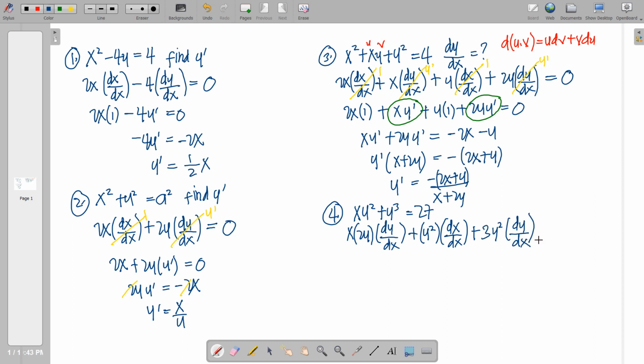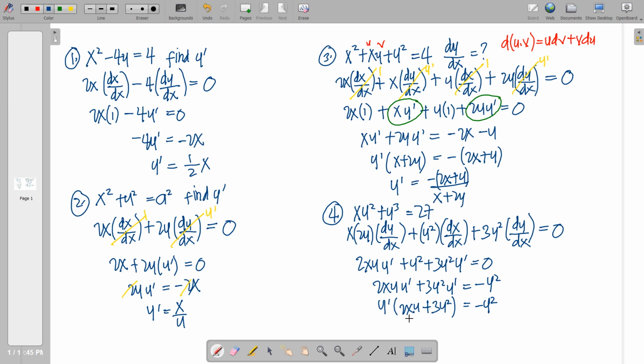We have 3y squared dy over dx, and the differential of a constant will be equal to 0 as usual. So we'll come up with the first term, 2xy y prime plus y squared plus 3y squared y prime is equal to 0. So again, we're going to isolate all terms with y prime on one side of the equation. So we're going to transpose y squared to the other side of the equation, so that we'll have this one, and then factor out y prime. So we have this one.